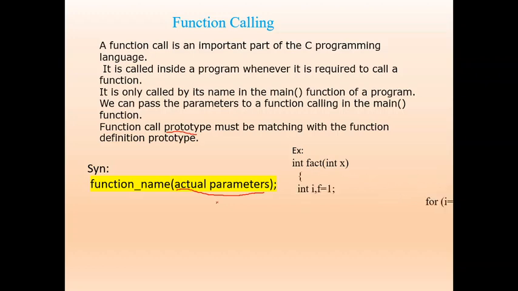Consider this example, the same factorial example I have discussed. Here x is my formal parameter. x is of type int, and this function name is fact, and its return type is int. Are you getting? Now you see, I am calling this fact function with fact of 4. So what is my formal parameter? x is my formal parameter. x is formal parameter.